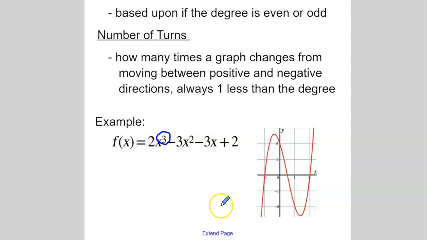And then when you're talking about the turns, I can look at my graph and say, okay, here is 1 turn where it moves from going positive, down, and then turns to negative. Here it was going negative, now it turns and it's going positive. So notice there are 2 turns on this graph, which is 1 less than the degree. If at any point, guys, you need more time with items on the screen, just make sure you hit pause so you can copy things down.